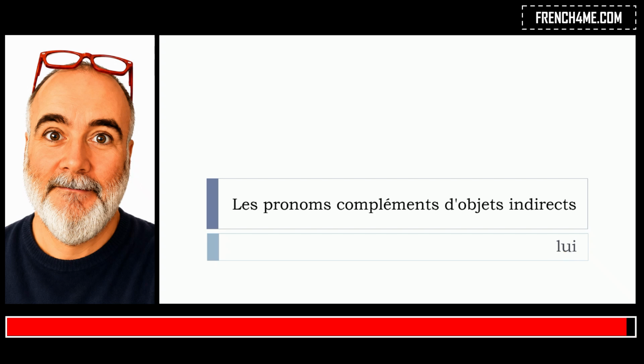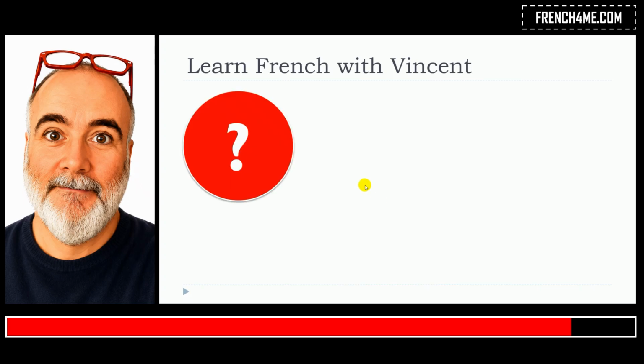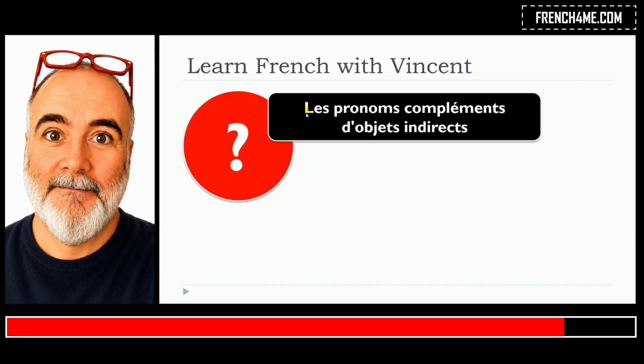In this lesson, we will see together les pronoms compléments d'objet indirect. But more precisely, we will see lui. So let's see together what are les pronoms compléments d'objet indirect.